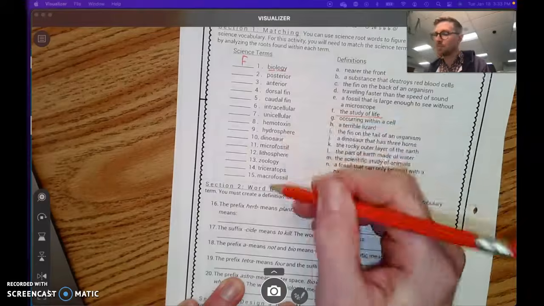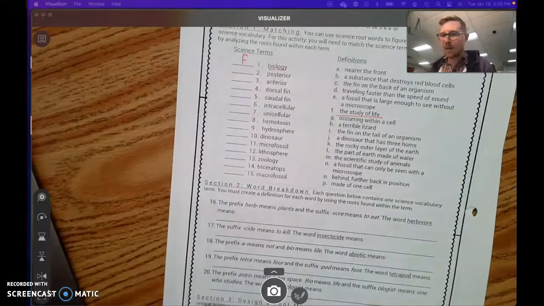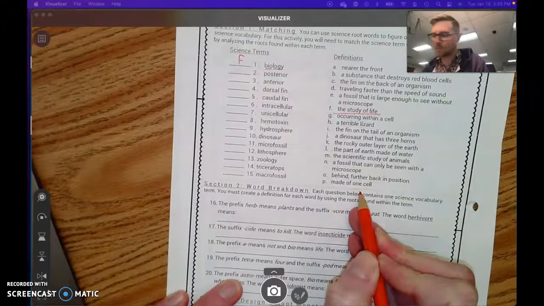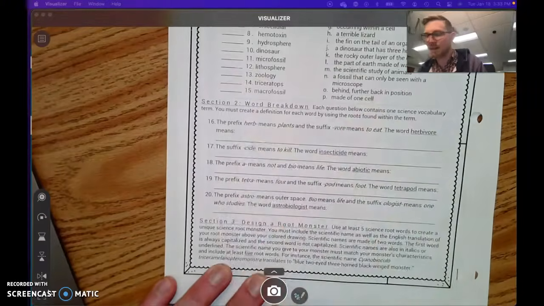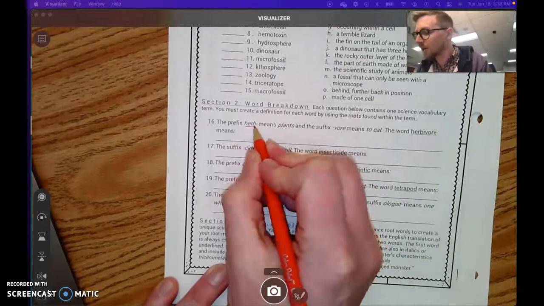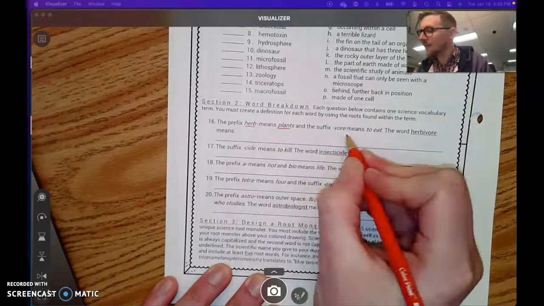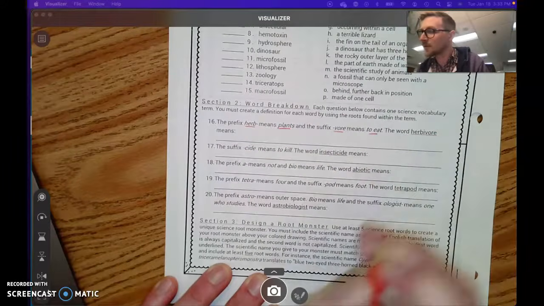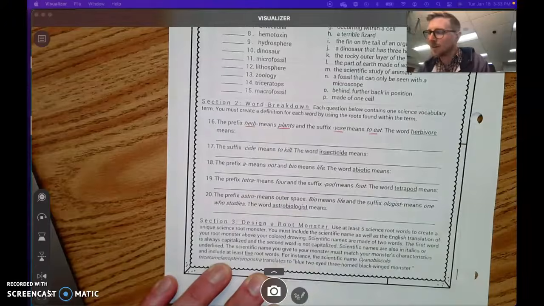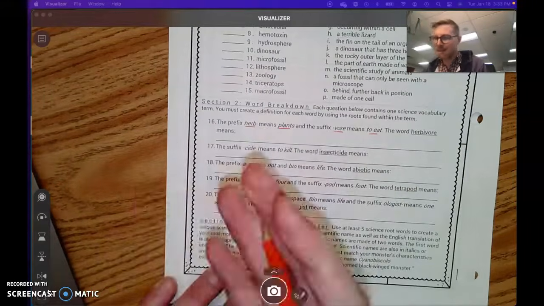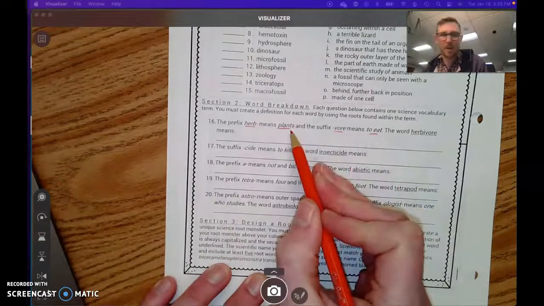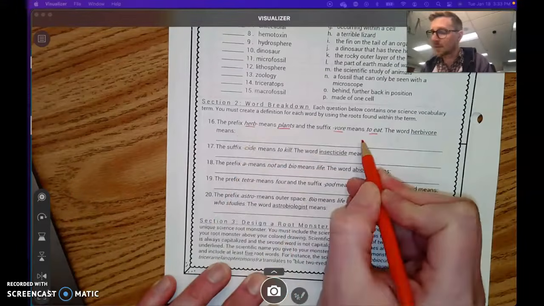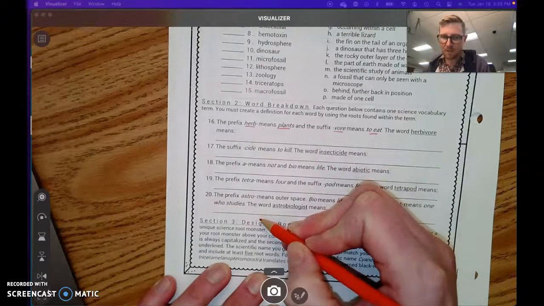And you can go through here, break these words apart, find the roots, and then you should be able to match them to a definition here. All right, section 2. Let's do the first one together again. The prefix herb means plants, and the suffix vor means to eat. So the word herbivore means what? It must mean something that eats plants. So anything that eats only plants, we would call that an herbivore. So there you go. I give you your answer to number 16. Do the rest on your own.